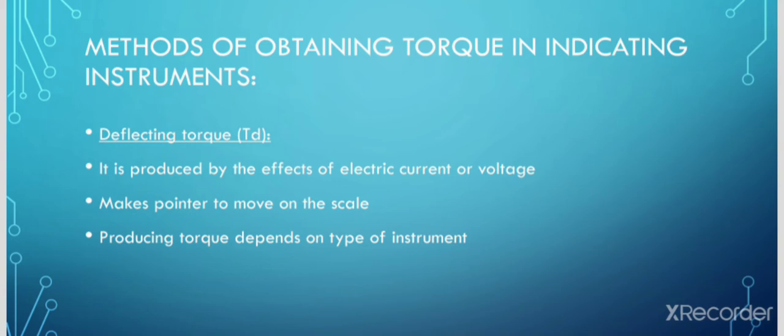The deflecting torque produced depends on the type of instrument which is operated, and it is denoted with tau suffix d. The deflecting torque is always proportional to the current flowing in the instrument.